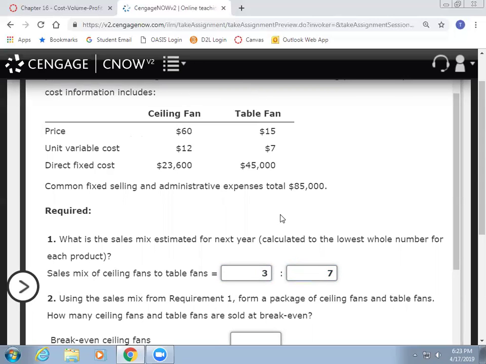And that helps us calculate the fun stuff we get to calculate.